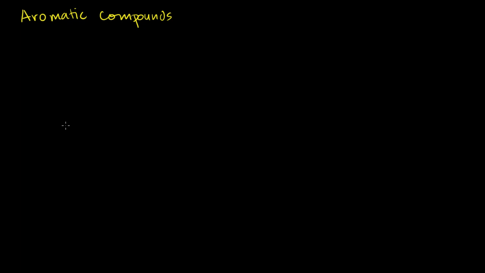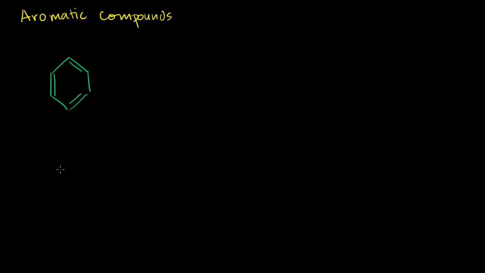In general, the most common aromatic compound, and really this is like 99% of the time what you're going to see in chemistry class as an aromatic compound, is either benzene or a molecule derived from benzene. And let me draw benzene right here. So benzene is normally drawn like this. It's a 6-carbon ring, and it has 3 double bonds like that.